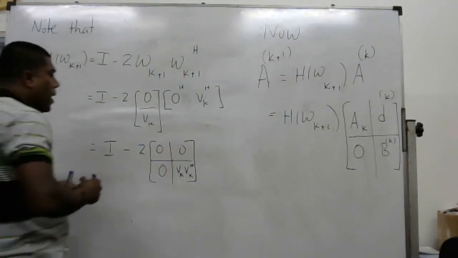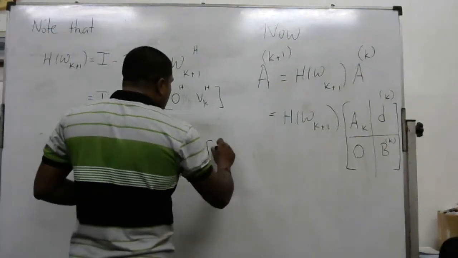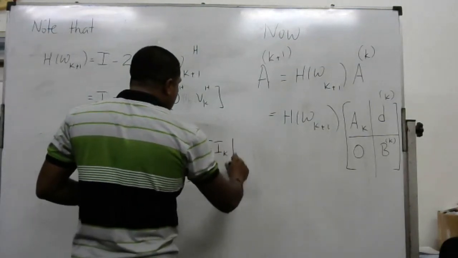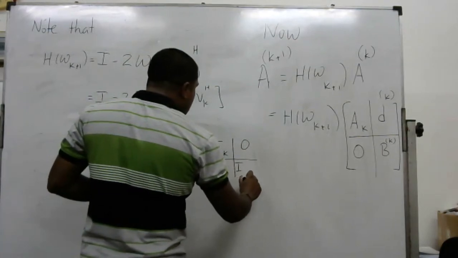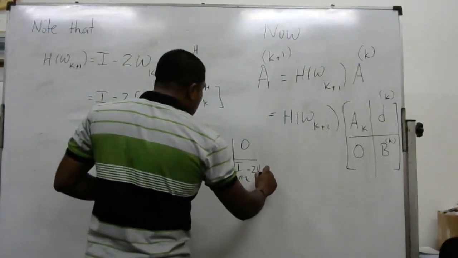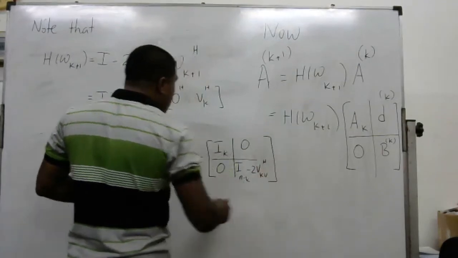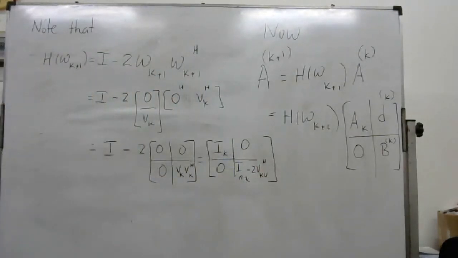So you can combine these in the following way: Ik, 0, 0, and In minus k minus 2 Vk Vk Hermitian. This is the block transformation, because you divide the identity matrix into an identity matrix of size k and size n minus k, and then you subtract the block on the other side. So this is obviously in this form.